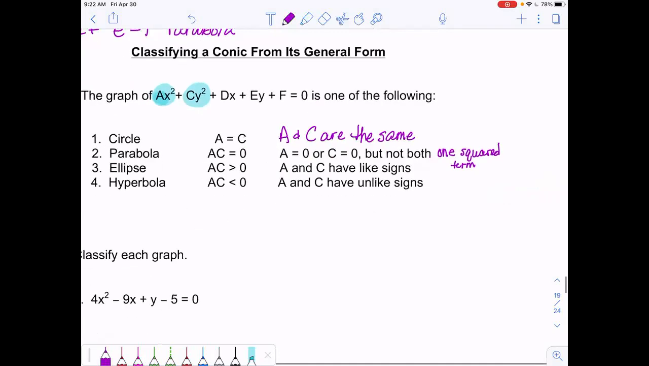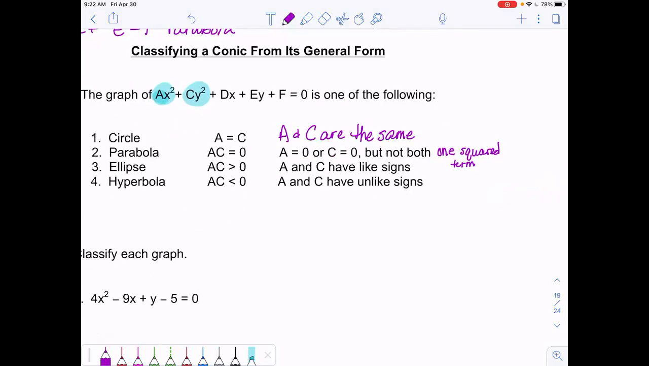And then the final two: the ellipse. We know an ellipse has a plus sign in the middle. So when you take the values of A times C, they need to have the same signs, because when I multiply them together, it has to be greater than 0. So the key there is that they have to have the same signs, both positive or both negative. For it to be an ellipse, you must have the same signs. And for it to be a hyperbola, the signs need to be different, one positive versus one negative.